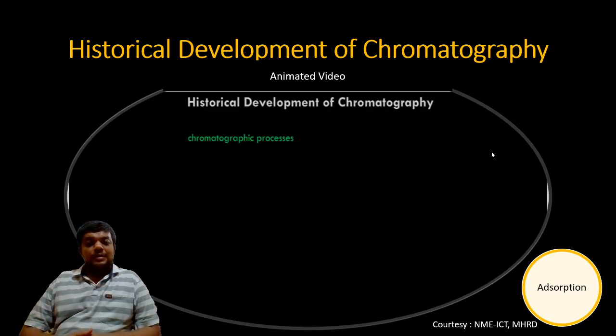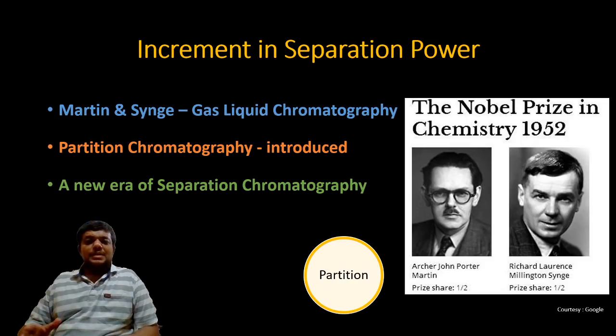that leaf powder, and when he passed it through a column which was filled with an immobile part, which generally we coin as the stationary phase, calcium carbonate over here, the two components got separated. So this can now be considered as a modern method of chromatography. So this experiment perfectly justifies it to be a separation technique. Increment in the separation power.